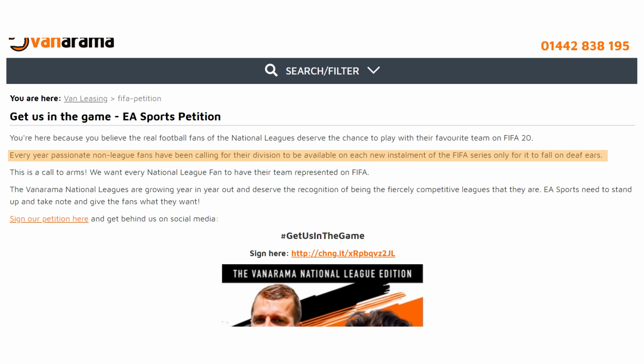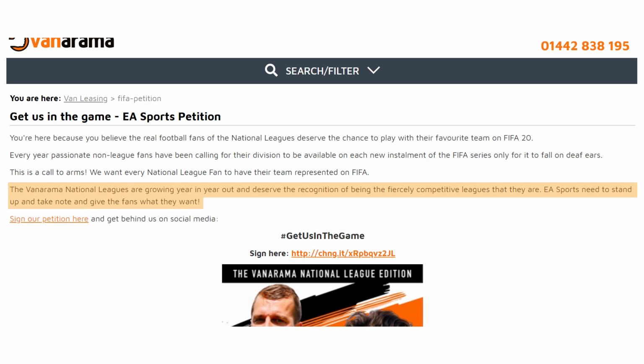So the National League brought out a petition in late March 2019, which basically says that they want their league in FIFA. So it won't include National League North and South, it will just include the National League. They stated that every year, passionate non-league fans have been calling for their division to be available on each new instalment of the FIFA series, only for it to fall on deaf ears. The Vanarama National Leagues are growing year on year and deserve the recognition of being the fiercely competitive leagues that they are. EA Sports needs to stand up and take note and give the fans what they want.